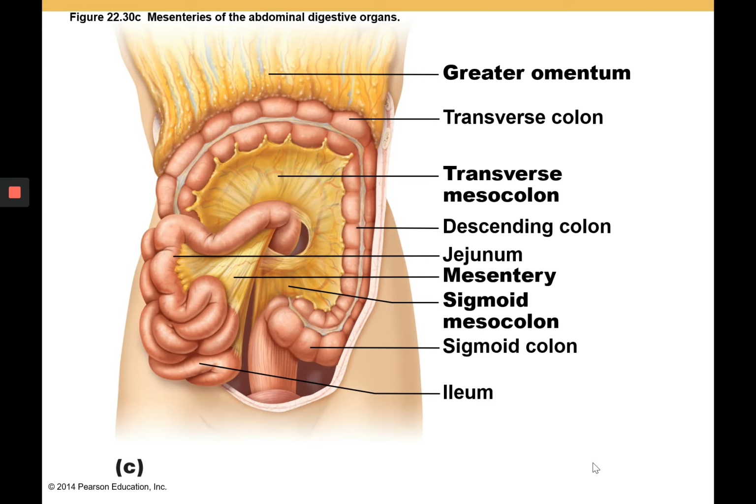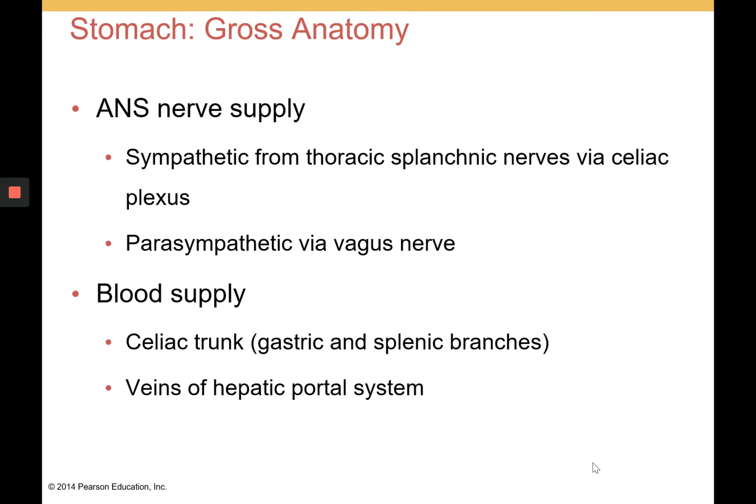In this image, we can see the mesentery. The mesentery connects the small intestine, specifically the jejunum and ileum, to each other, and the mesocolons would connect the sigmoid and transverse colon to the abdominal wall.